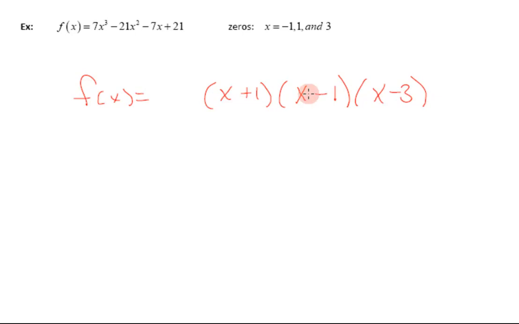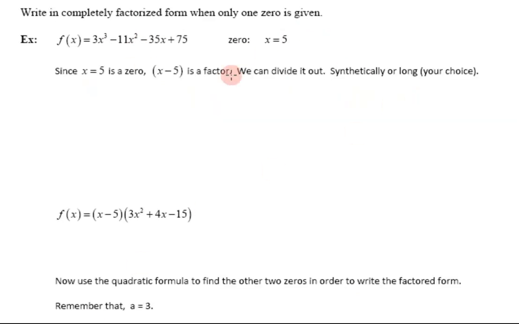Now if I multiply this all out, I'll have just a 1 in front of the x, right? x times x times x, but I need a 7, so I put the 7 right there, and there we go. This is the factored form of this, but they are just telling me the zeros, making it much easier on me.